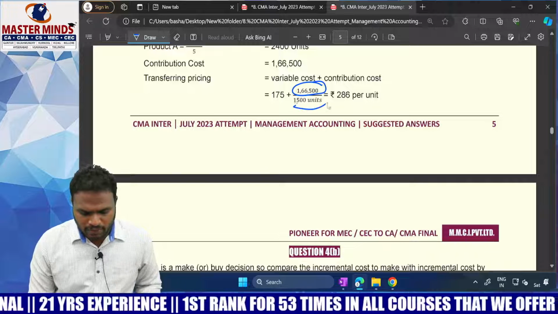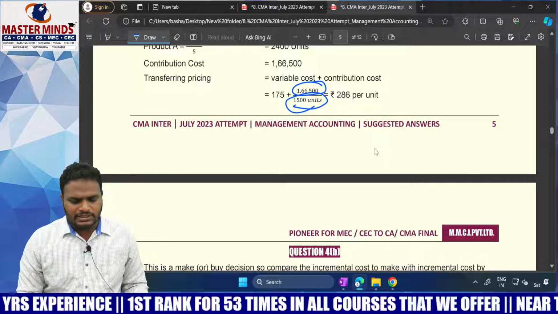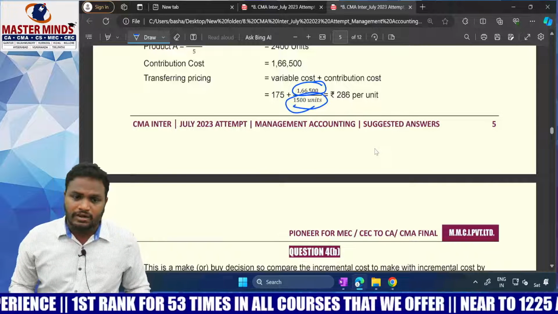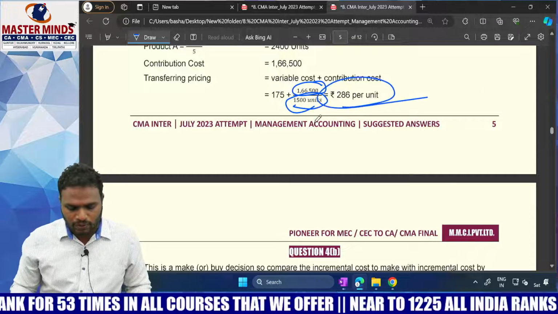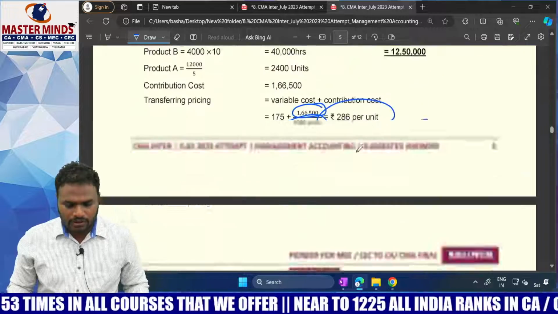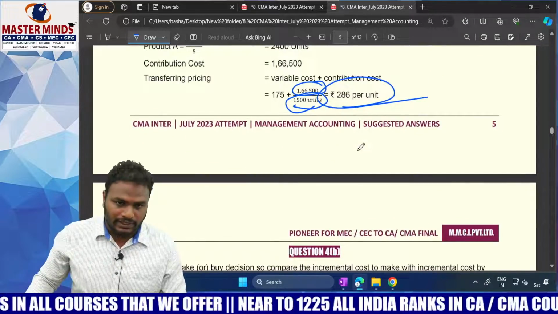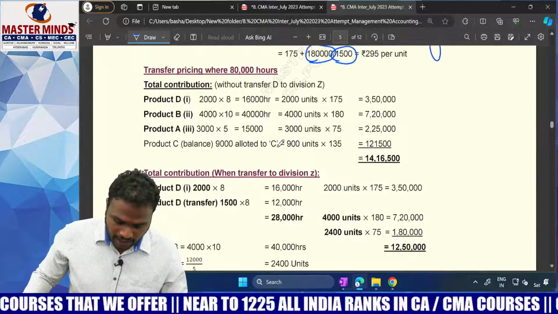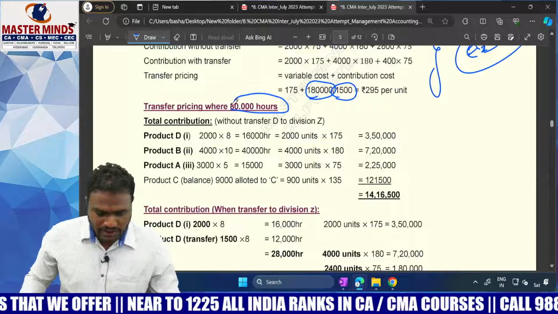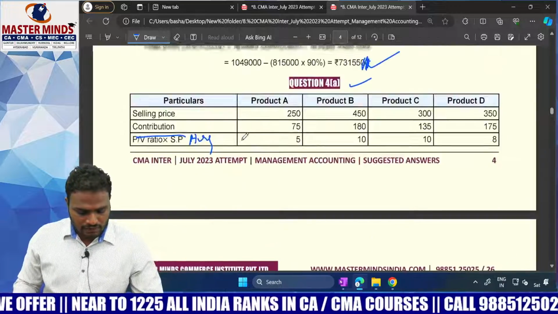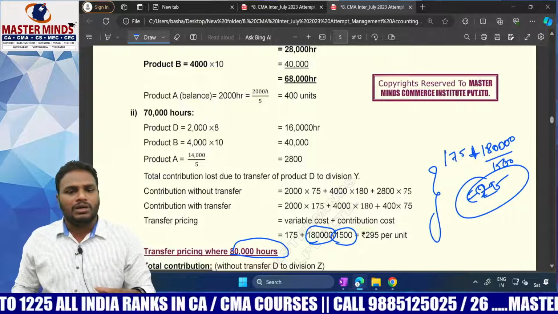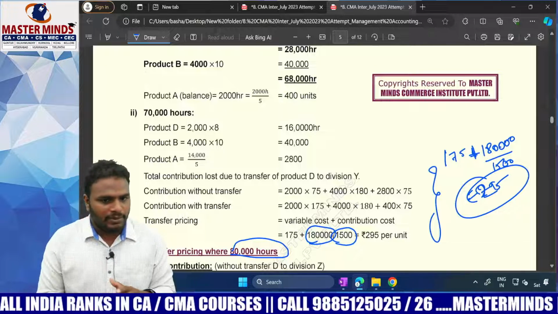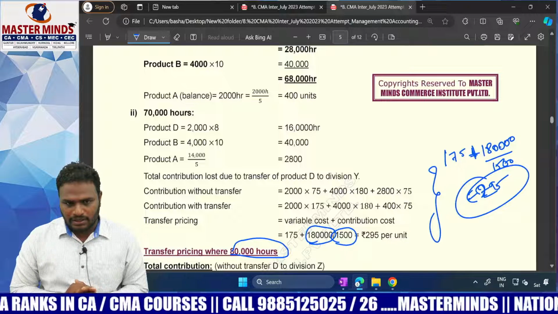1,66,500. Per unit how much? 1,66,500 divided by 1,500 plus 175 variable cost. Now 286 per unit is my transfer price. This is on the basis of 80,000. When the 80,000 is ours, this is on the basis of 70,000 hours.